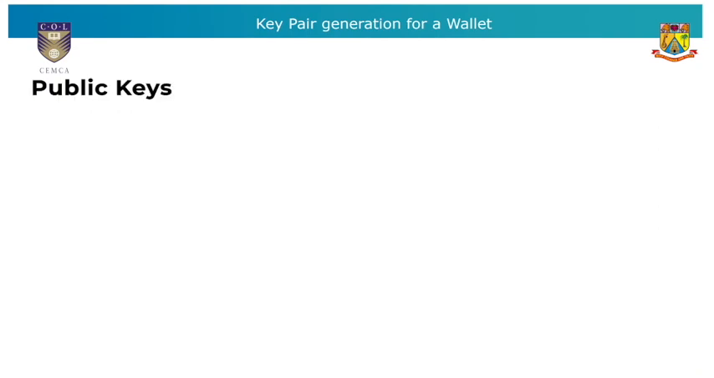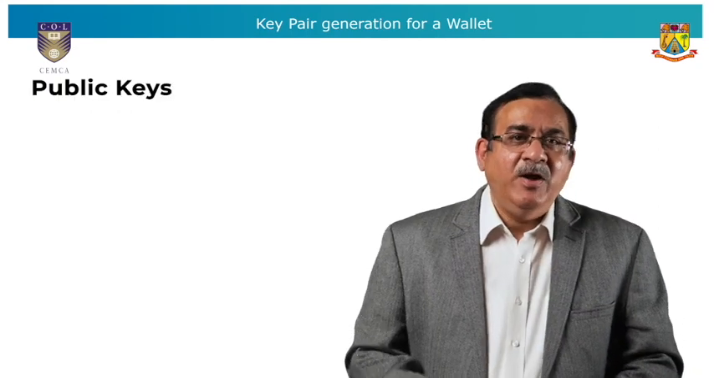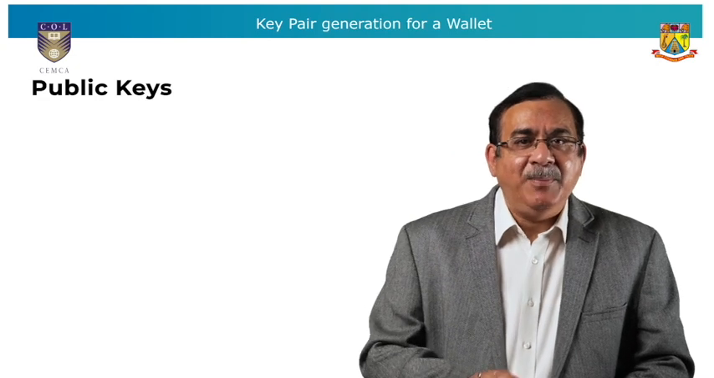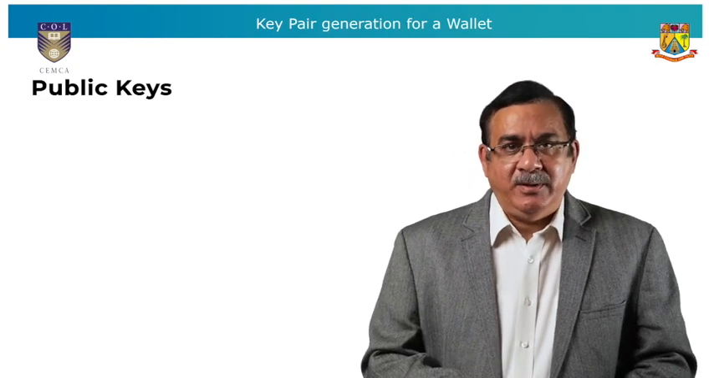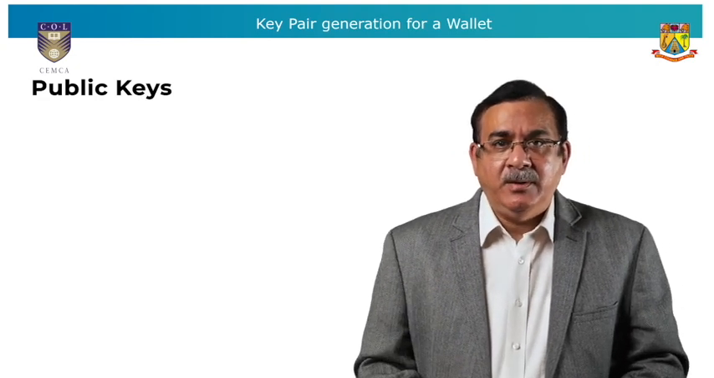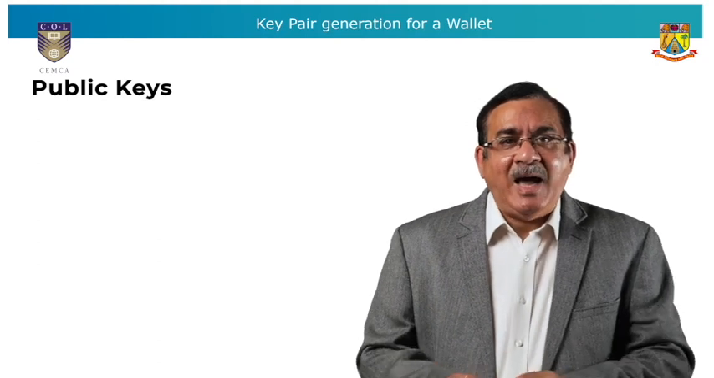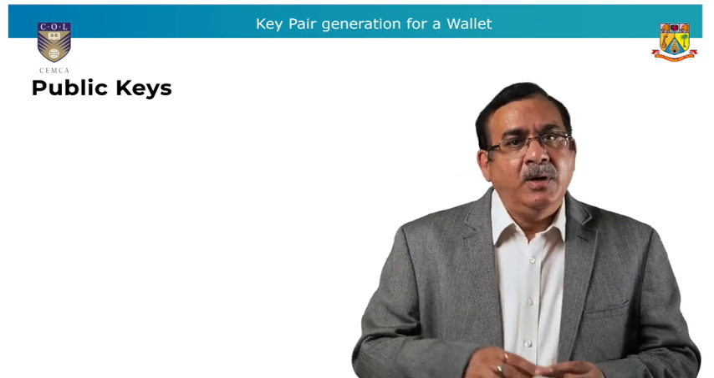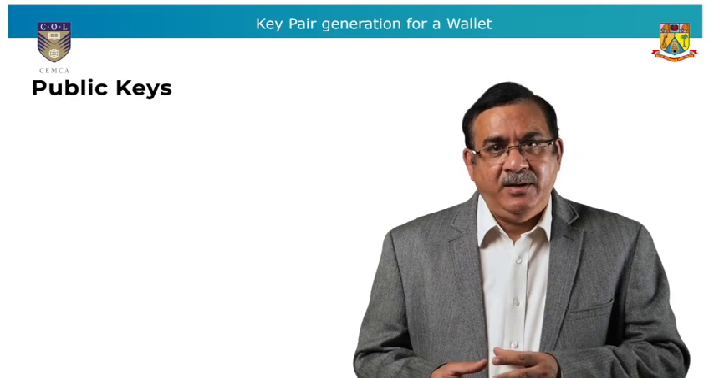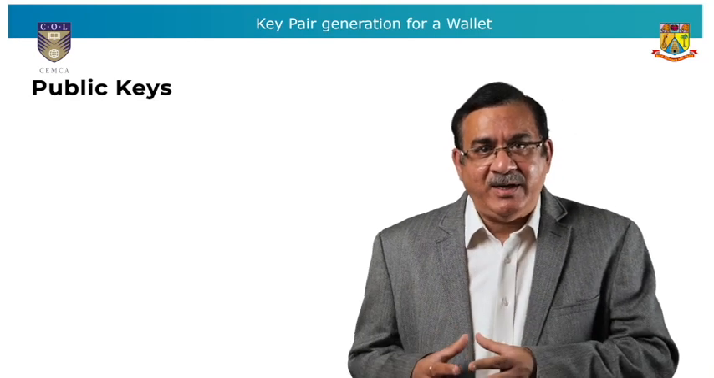Public keys. The public key is calculated from the private key using the elliptic curve multiplication method, which is irreversible. The public key, represented as capital K, is equal to lowercase k * G, where lowercase k is the private key.